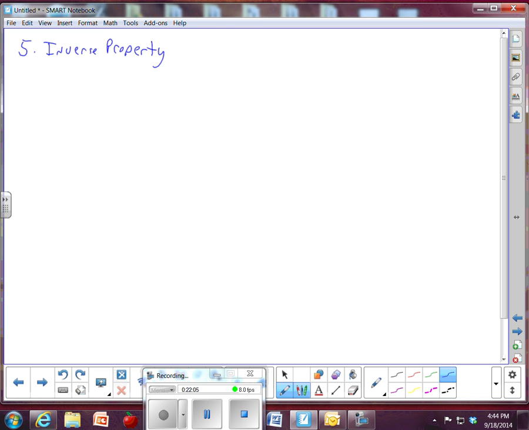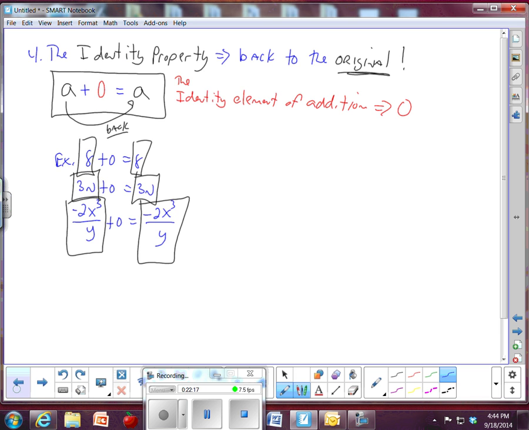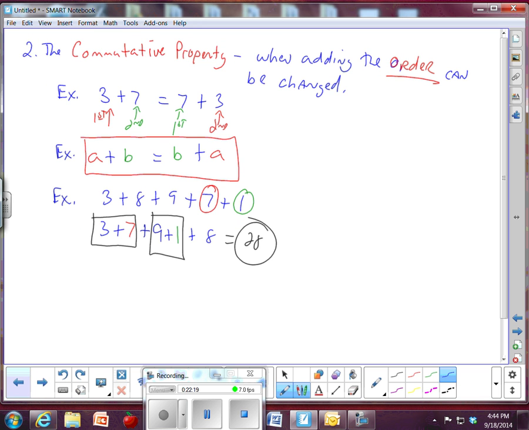Okay. Now, let me let you in on a clue. A couple of lessons down the road, we're going to do all these properties in multiplication. We are. All right, so just listen for a second. Let me go back for a minute here. We're going to do all these properties in multiplication.